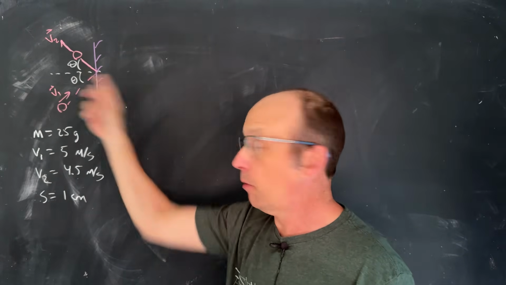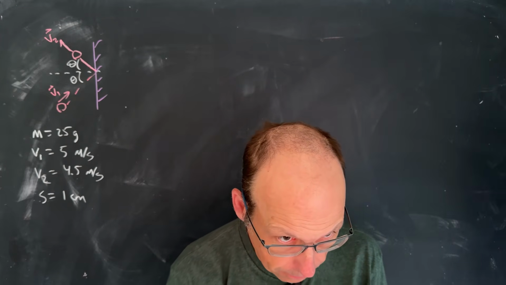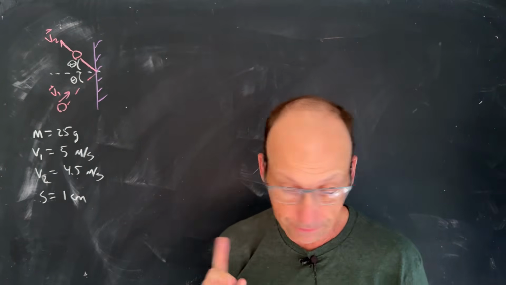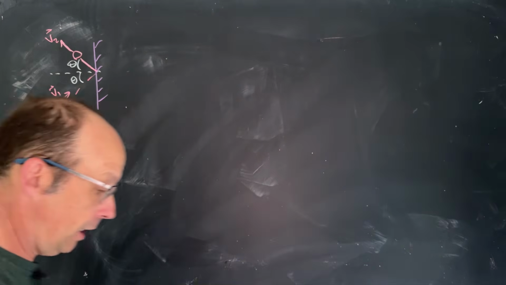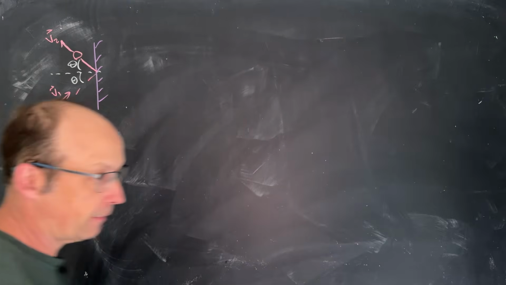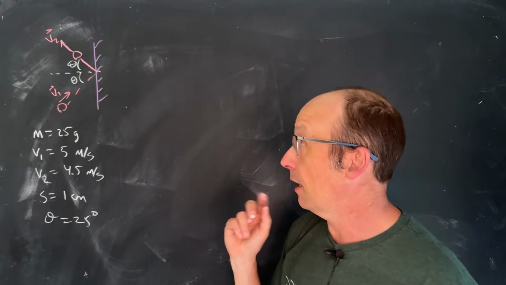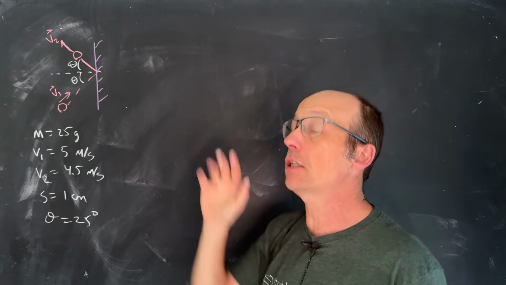So it comes in at some, oh, I didn't give the angle, theta. Let's pick theta. That angle, theta, is going to be equal to, I'm just picking here, 25 degrees. Okay, got it. So it bounces off the wall at an angle theta, and then it goes off at the same angle theta, but a little bit slower.